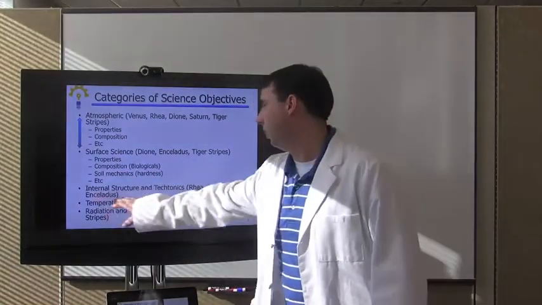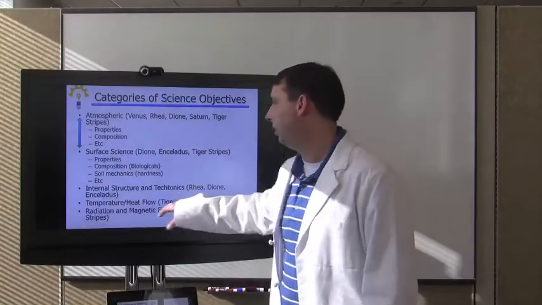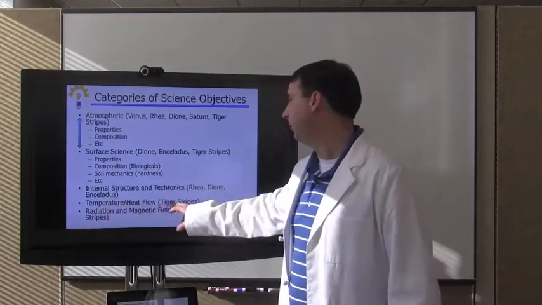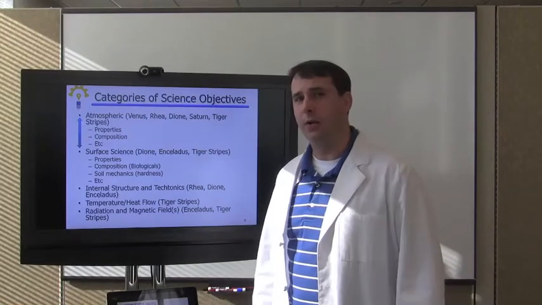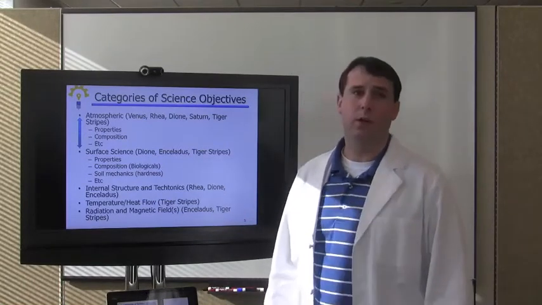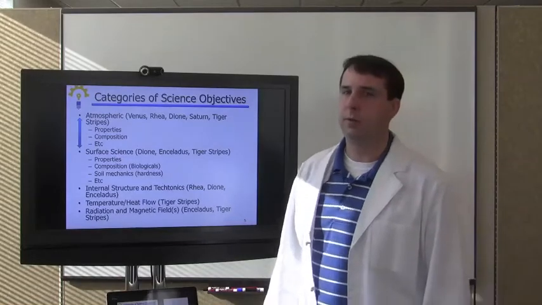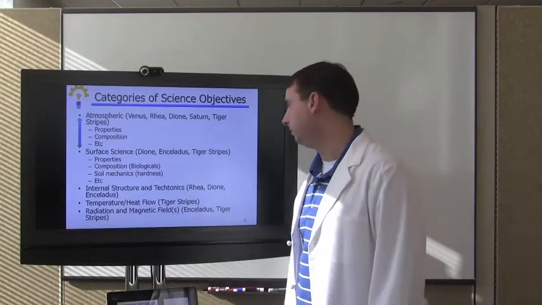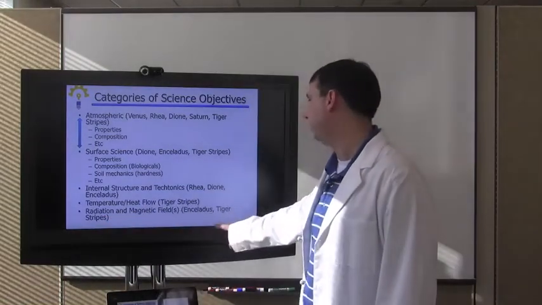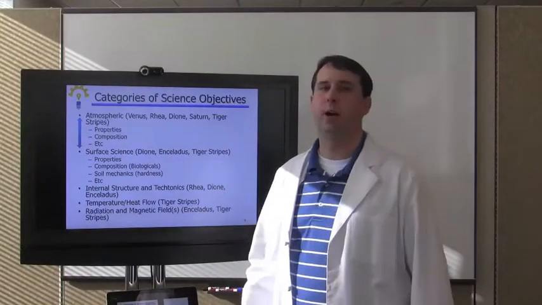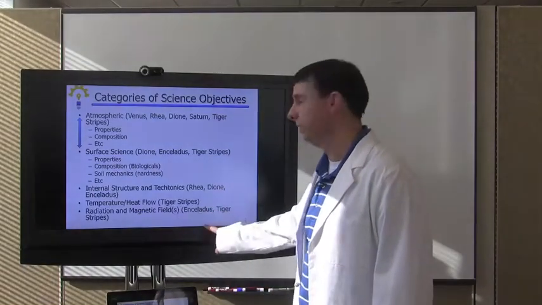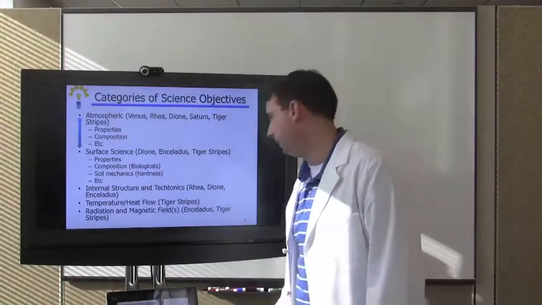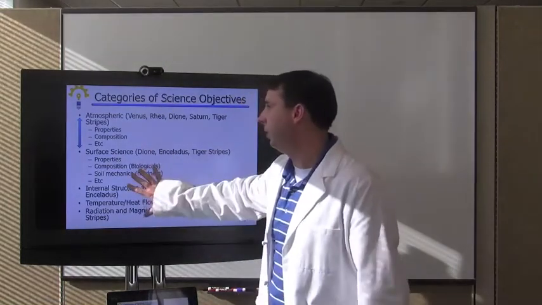And then we have internal structure and tectonics. You can do that at Rhea, Dione, and Enceladus. Temperature and heat flow, you can do at the Tiger Stripes. You can probably do it at Rhea and Dione if you wanted to, but it'll be more interesting at Enceladus. And then radiation and magnetic fields, Enceladus and Tiger Stripes. You can do it at Rhea and Dione also, but again, it's more interesting at Enceladus, the magnetic field interaction. So those are our categories.